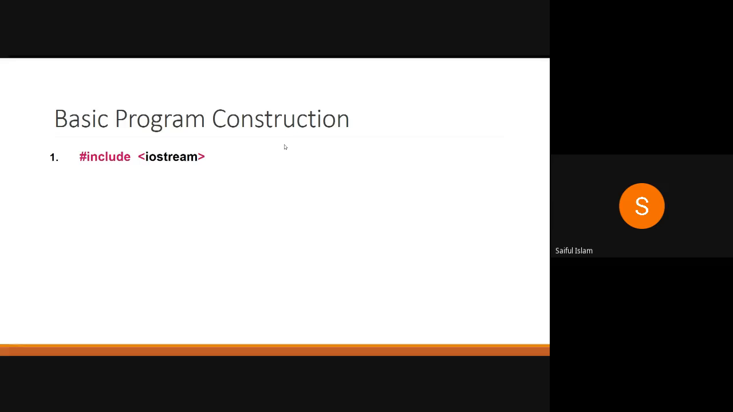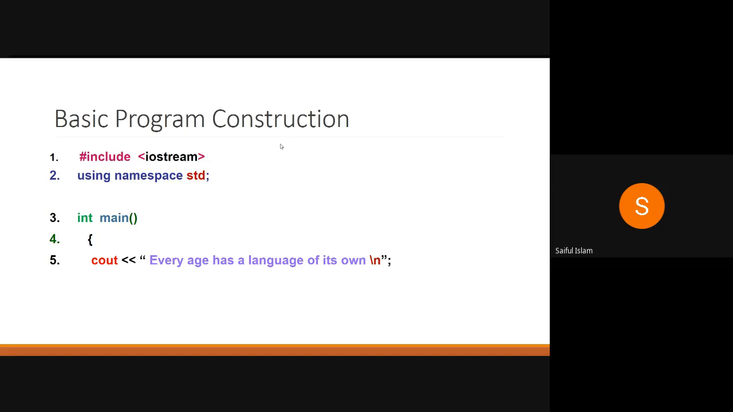Now, first statement, #include <iostream>. But try to see what I'm writing in front of you. Second statement, using namespace std. Third statement, int main, integer main. Then you have curly braces. Then you have a cout, and then the left shift operator. Within quotes you have "Average age has a language of its own\n", and you have return 0, and you have an ending curly brace.